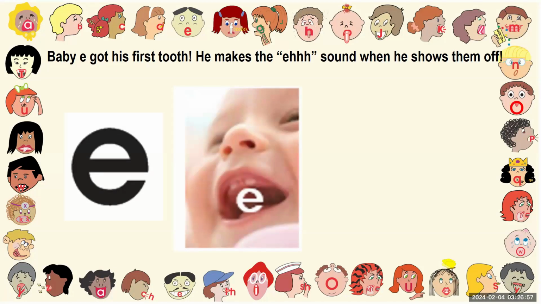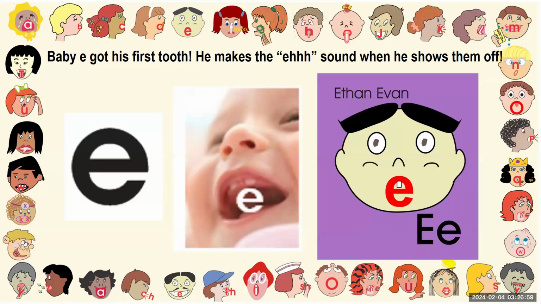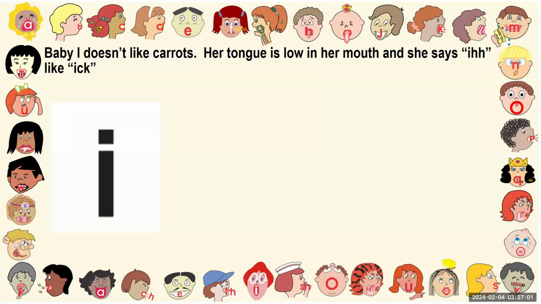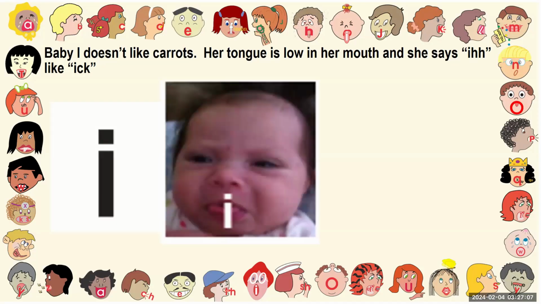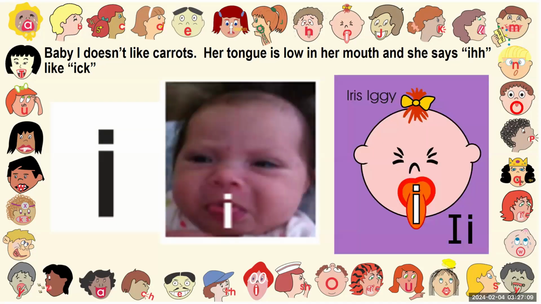When babies begin to teeth, they open their mouths slightly and make the eh sound. Eh, eh, eh, eh. So it's a single tooth sound. When babies don't like the taste of something, they say eh, eh, eh. We say babies don't like carrots, and so they go eh.